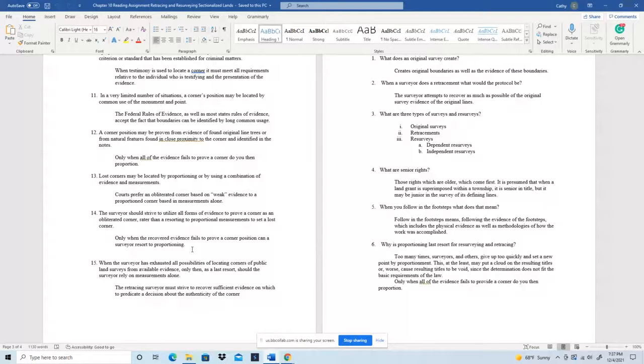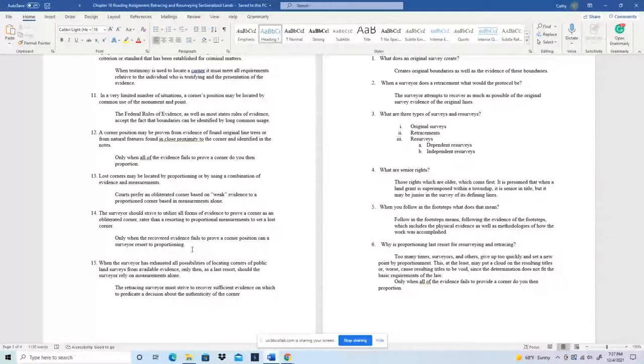Actually, I had that same app, and I was able to walk in and find those corners easily. Metal detector, shovel, check it with the instrument, really good. So kind of following the evidence and recovering as much as possible. And then it's saying that only when we don't have any evidence would we want to try to provide a corner, would we do proration.